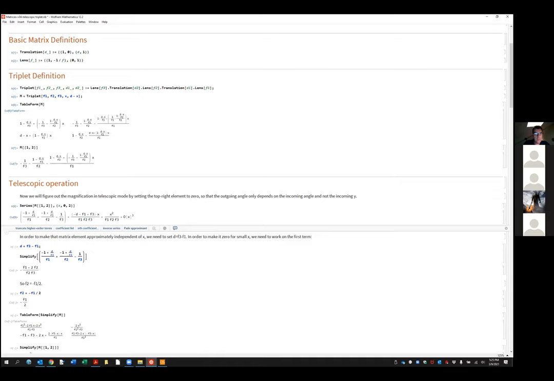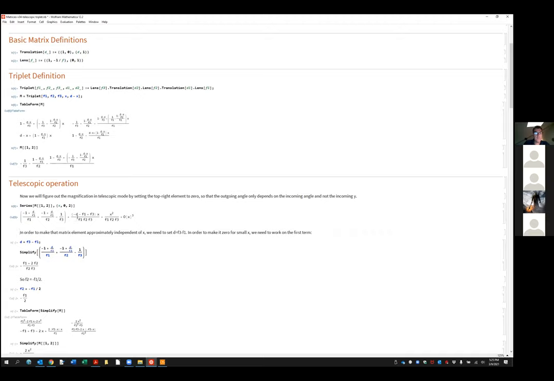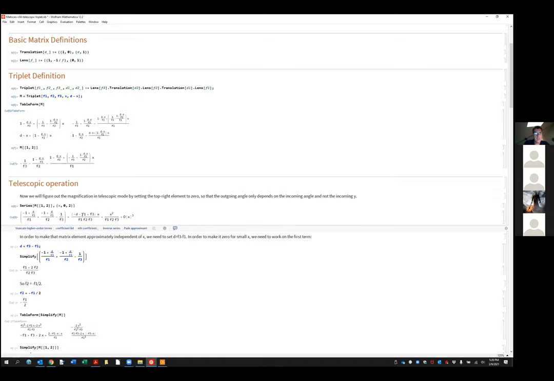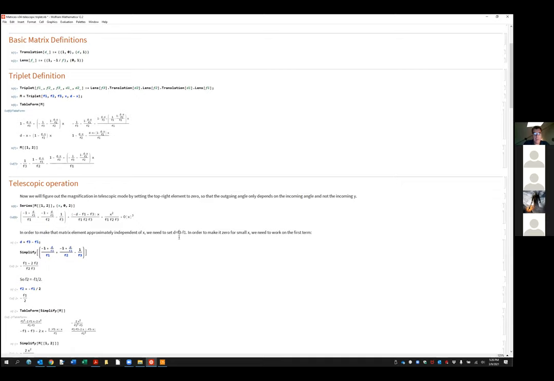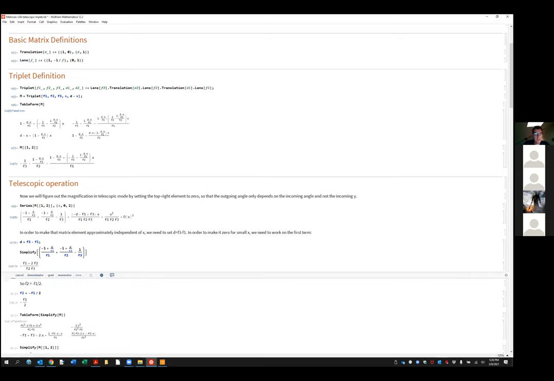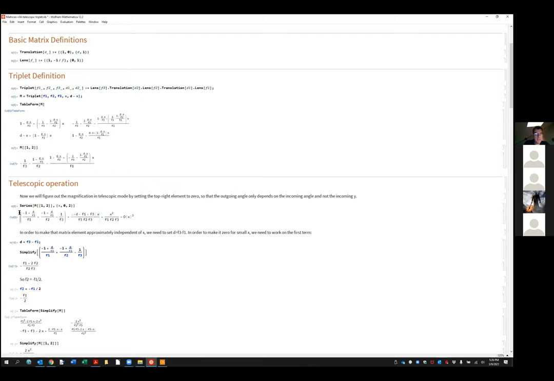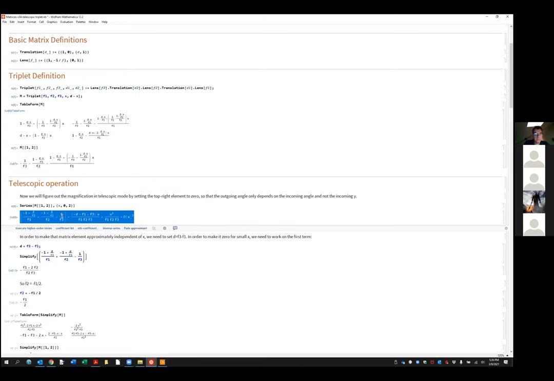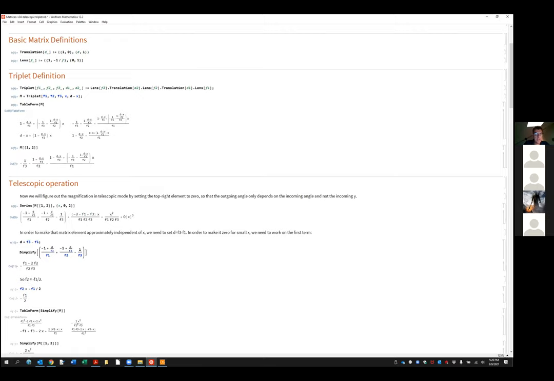All right, so in order to make that matrix element zero, we're first going to look at this coefficient. We need negative D minus F1 plus F3 to be zero, or D equals F3 minus F1. So I set D equal to F3 minus F1. That will automatically make all of this go away. And then I can plug that into the first term. When I plug it into the first term and simplify it, I get this.